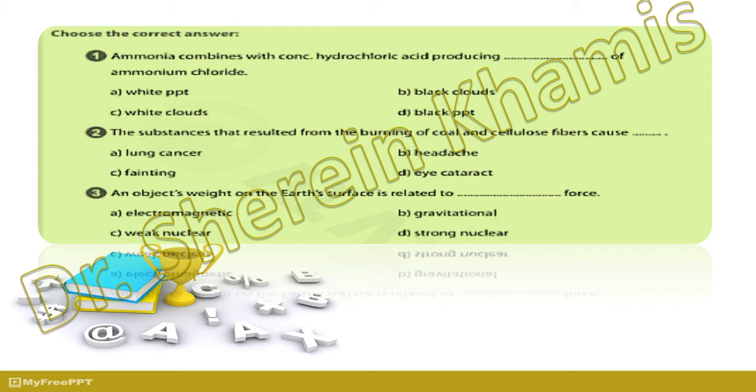We will write the word conc here. Okay, and we have one product. We said that from combination we have one single product. Which one will be the product? We have ammonium chloride. What will its color be? Okay, can we see a white precipitate? Okay, is it on the floor of the tube?